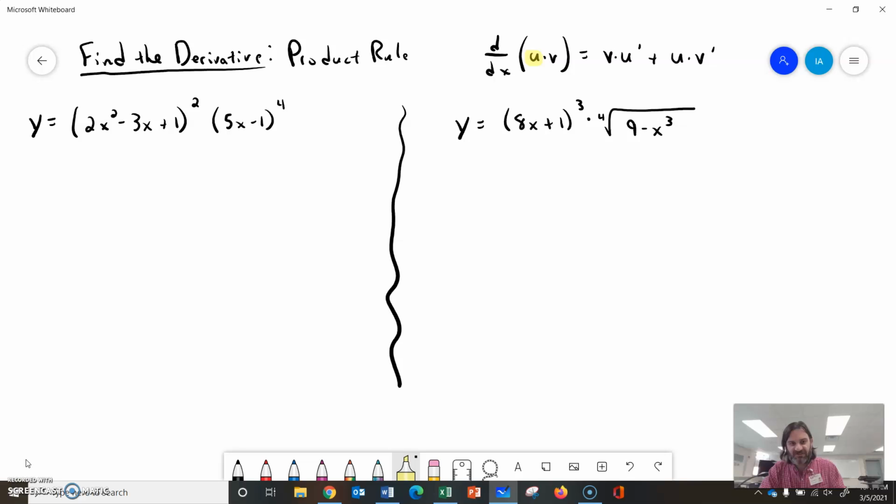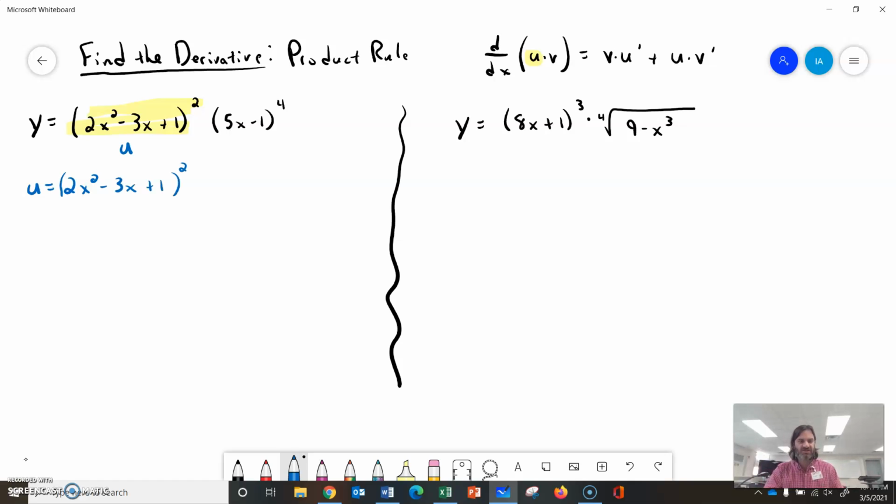So first of all, the first example I have here is y equals the quantity 2x squared minus 3x plus 1, all squared, times the quantity 5x minus 1, all raised to the fourth. So I'm going to let this first one here, all of it, be u, and let's write it here. So u will be, not u prime, just u, 2x squared minus 3x plus 1, quantity squared.